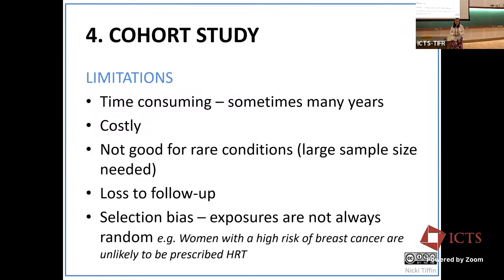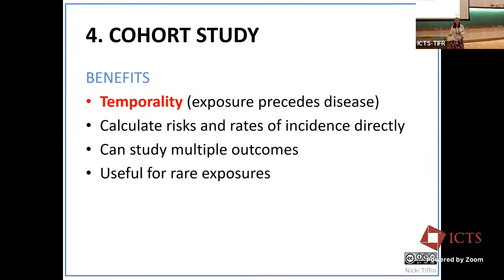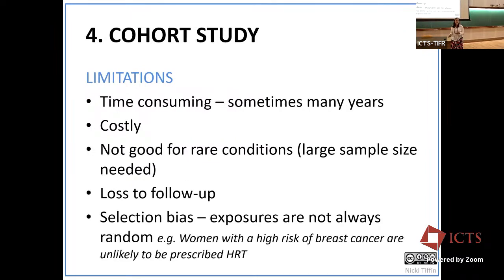And then selection bias, exposures are not always random. So for example, the example I used here, if women have a very high familial risk of breast cancer, they're unlikely to be prescribed HRT, hormone replacement therapy, by their doctors. So there's a natural selection against that exposure for people with that risk. So if your outcome of interest is breast cancer and your exposure of interest is HRT, you've already got a skewed data set if you're following up through a cohort. So you have to be very, very careful of this kind of natural bias that creeps in.